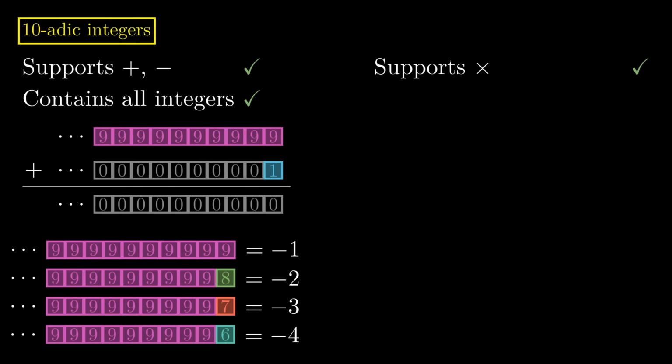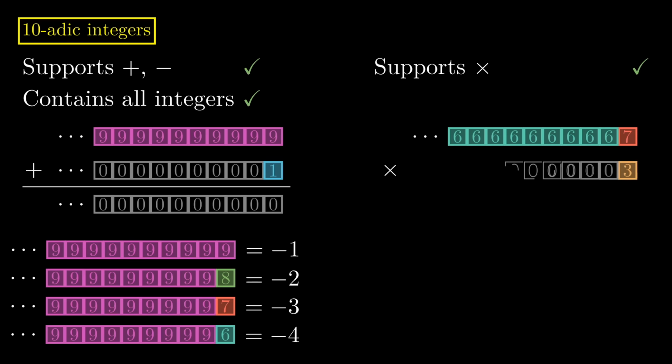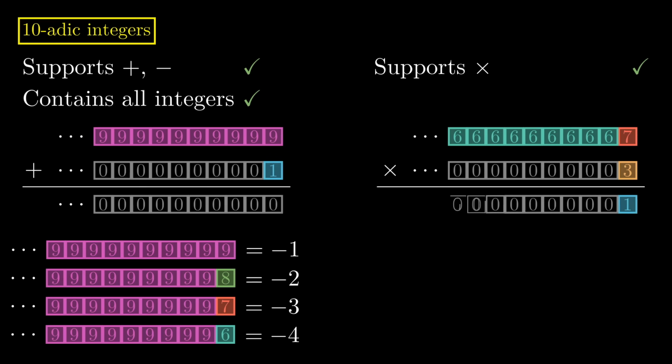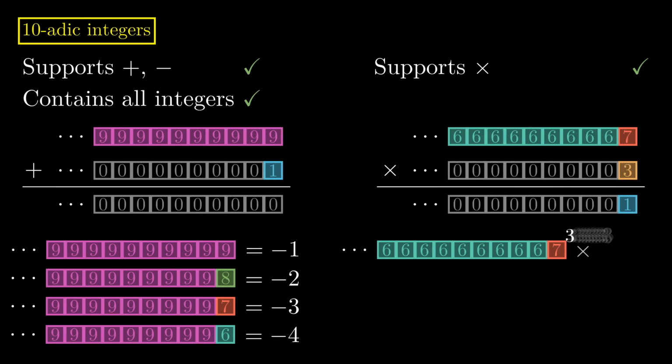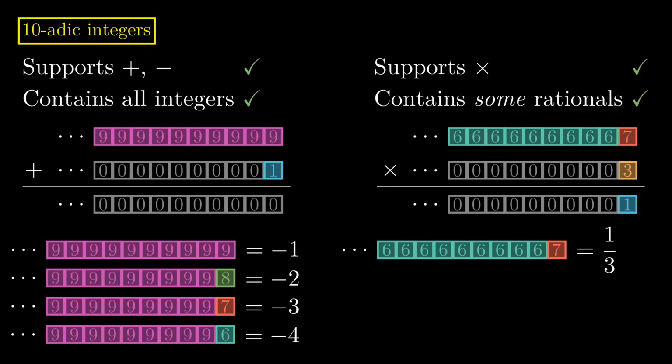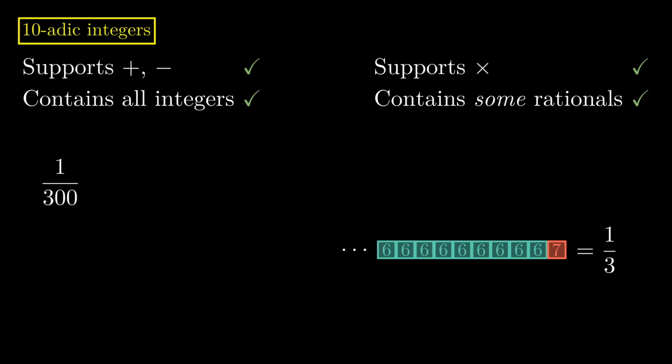We can also multiply p-adic integers. Surprisingly, the result is 1. This means that the p-adic integer consisting of 6s with a single 7 digit is actually 1/3. So even some rational numbers are built into the p-adic integers. But not all. For example, 1 over 300 has a denominator that is divisible by 10.